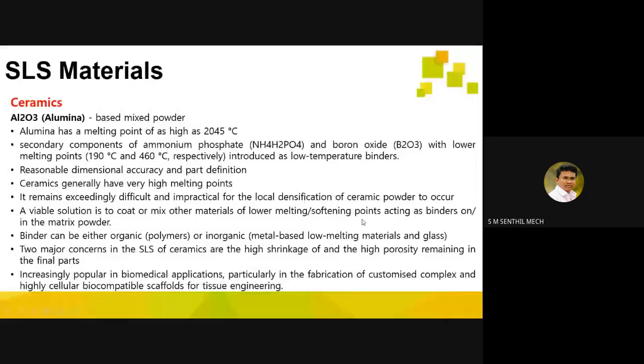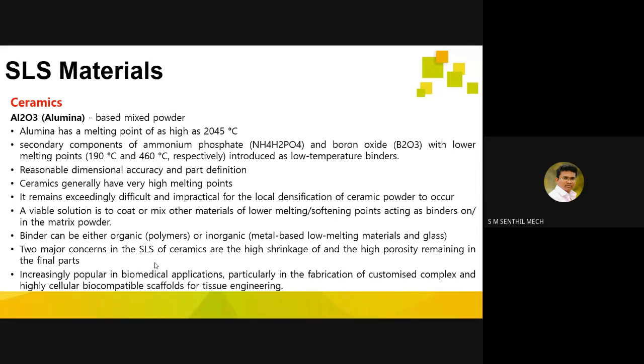If you are going for binders, you can go for polymers like this. The next point you can see, the binder can be either an organic polymer or inorganic metal-based low melting materials, and of course glasses can also be used. If you're using alumina, you can also go for glasses. But the two major concerns in SLS of ceramics are the high shrinkage and high porosity remaining in the final parts. So this is a major concern when you're going for SLS of ceramics.